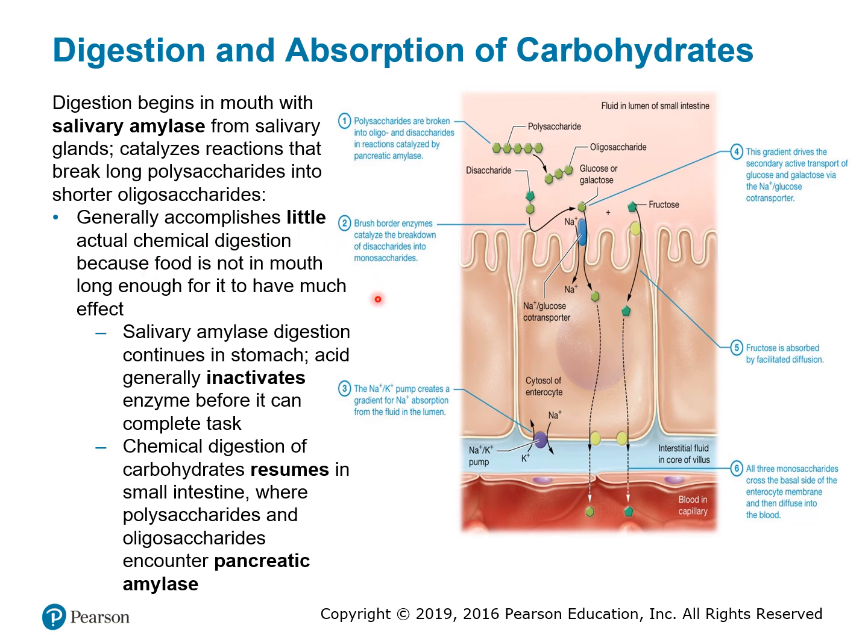So salivary amylase, like I said, is going to start in the mouth, continue in the stomach, and then since it's so acidic in the stomach, it's going to be inactivated. So further carbohydrate digestion has to happen. Polysaccharides are broken down into oligosaccharides by pancreatic amylase.